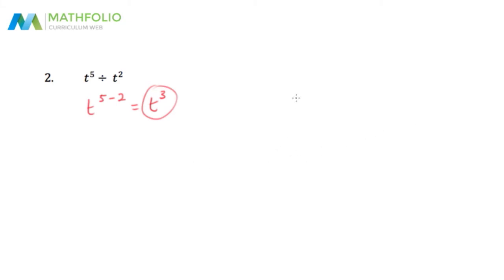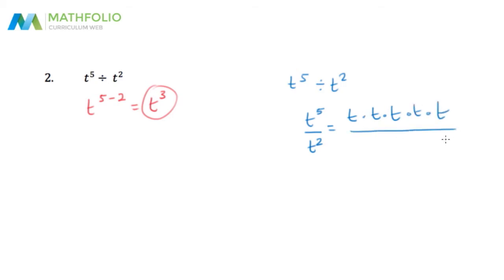However, if you want to look at the reasons behind why this division law works, we have t to the 5th divided by t to the 2nd. Now, I'm going to write this in a slightly different way. I'm going to write it as t to the 5th on top over t to the 2nd on the bottom. Same exact operation that's happening, division. However, this allows me to expand what's going on. t times t times t times t times t, 5 t's on the top, and we're dividing by t times t on the bottom.